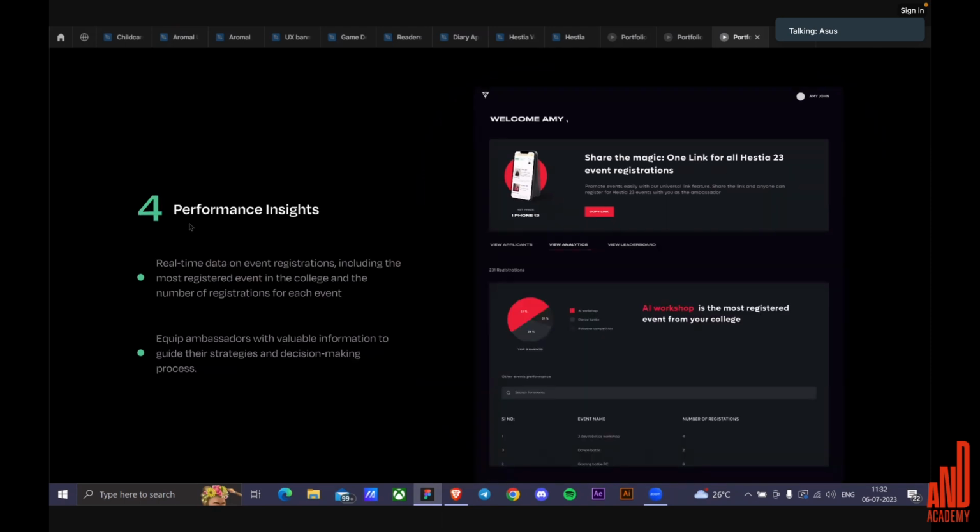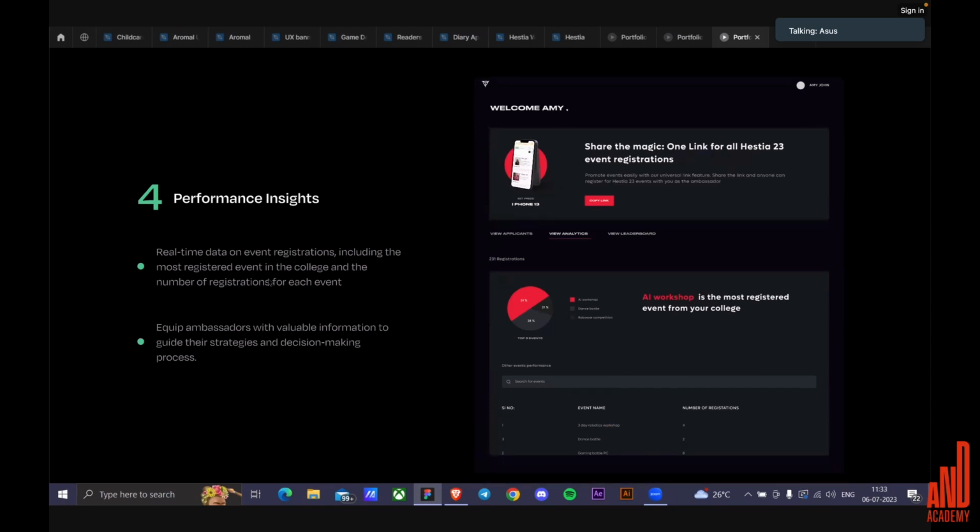Another thing is that I had a different section called Insights for my ambassadors. Essentially, if I go to this section called View Insights, it will show me the best performing events happening in my college. In this case, the AI workshop event is the most registered event from my college, and it will also show me a graph which shows the top 3 events and what percent of registrations I got through each of these. It will also show the event's name and the number of registrations for all the events which I have had registrations as a campus ambassador.